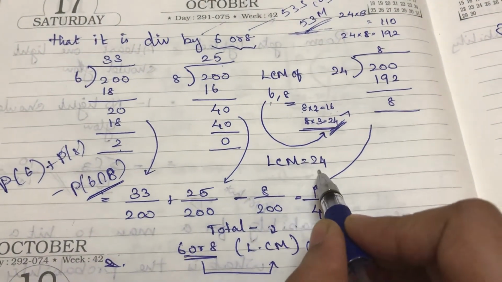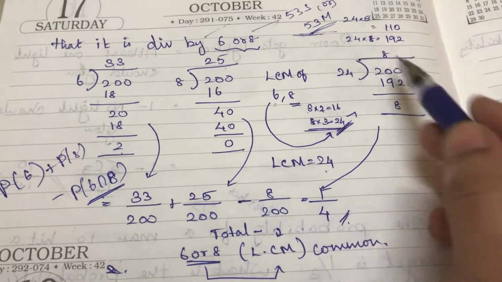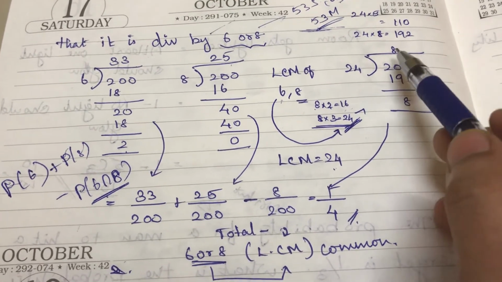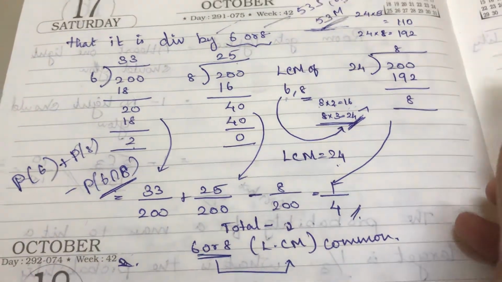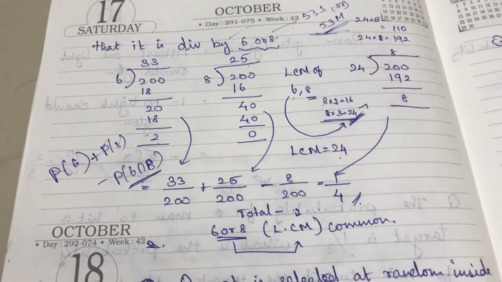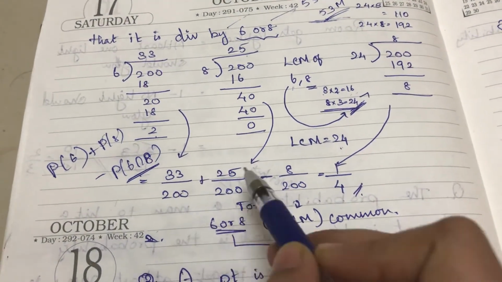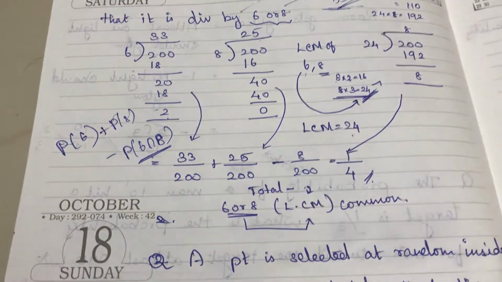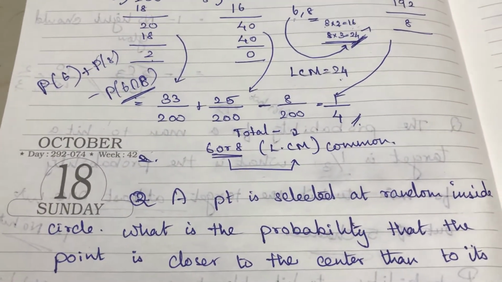So the LCM is 24. I am just dividing 200 by this 24. 24 into 200 will be 8 times. So I am just going to minus this 8 here. It's a common term. So 33 by 200, 25 by 200 minus 8 by 200. The answer will be 1 by 4. Okay.